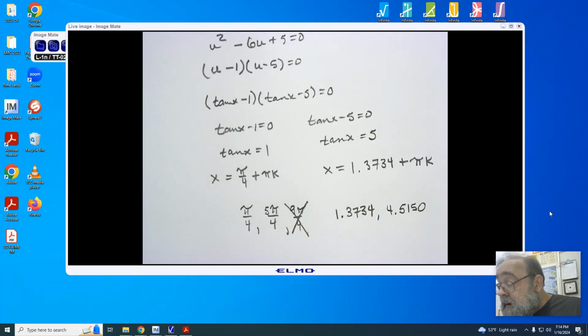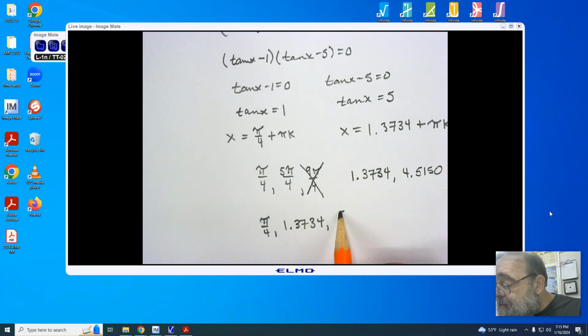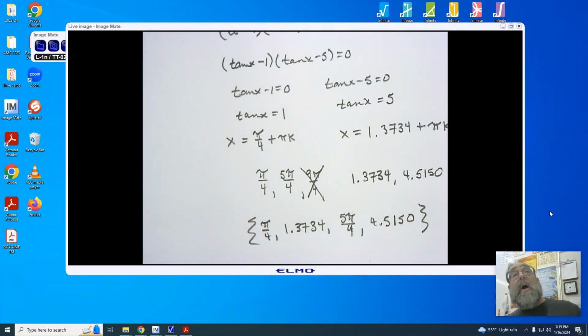I now have several answers. The first answer is pi over 4. The second answer is 1.3734, followed by 5 pi over 4, followed by 4.5150. Notice that we can have a solution that is either non-standard in the unit circle or an answer that is not in the unit circle.